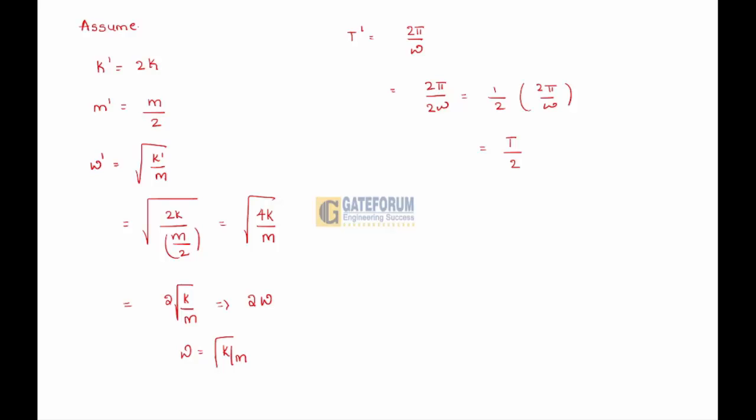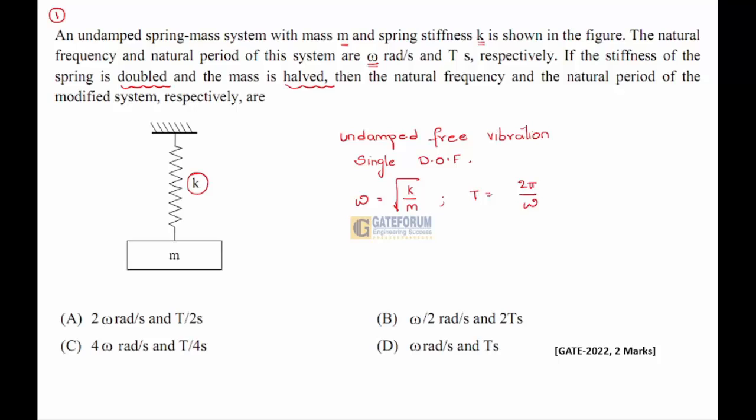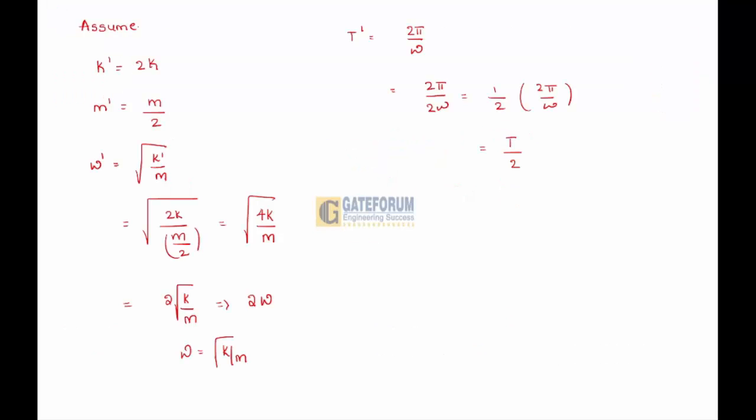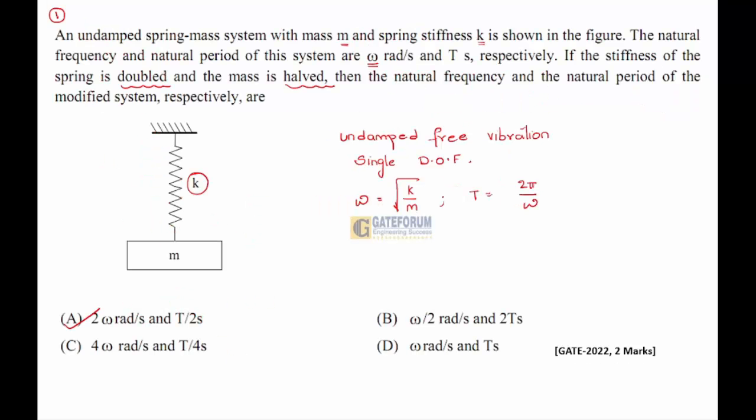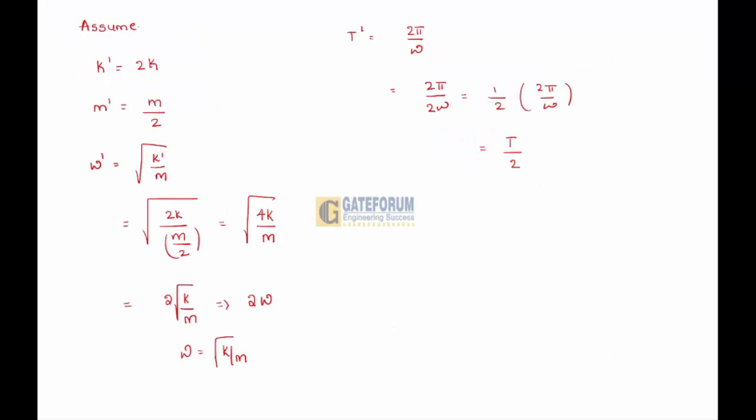So the natural frequency of the modified system is doubled and the natural period is halved compared to the original system. So obviously when we see the answer, 2 times omega and t by 2, that is option A, will be the appropriate right answer for the given question. Easy question. This is the vibrations topic. Got it? Moving on to the next question.